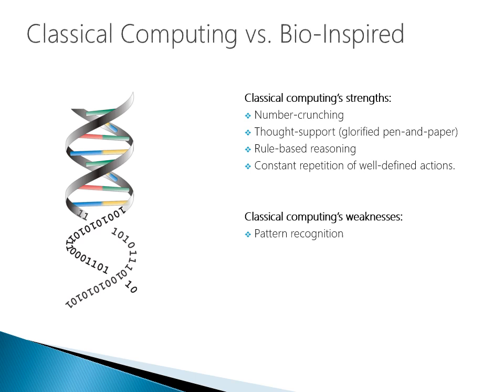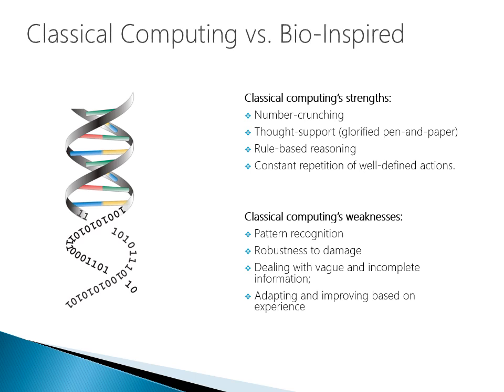However, classical computing has some weaknesses. It's not inherently strong at pattern recognition. Its robustness to damage: if I have a corrupt bit in a computer, how does the entire system compensate for that? And how do I deal with vague and incomplete information? So the problems have to be structured in a well-defined manner in order for a classical computing environment to leverage its full strength. And most importantly, adapting and improving based on experience. So as more data is being fed through the system of varying source, can the system itself adapt to change? Can it follow this evolutionary track, if you will?